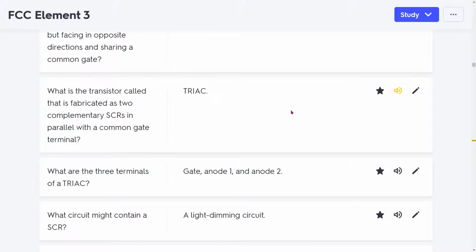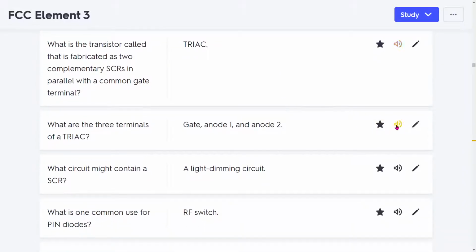What is the transistor called that is fabricated as 2 complementary SCRs in parallel with a common gate terminal? Triac. What are the 3 terminals of a triac? Gate, anode 1 and anode 2.